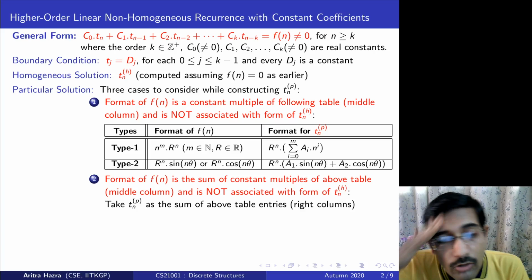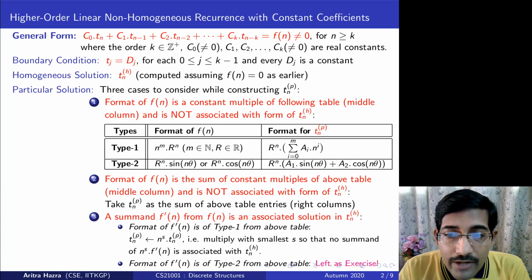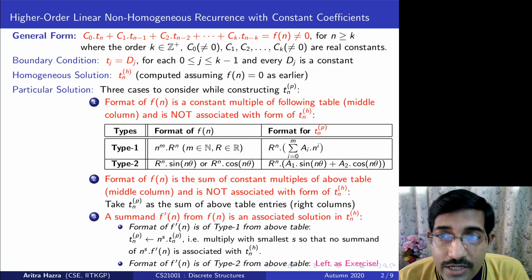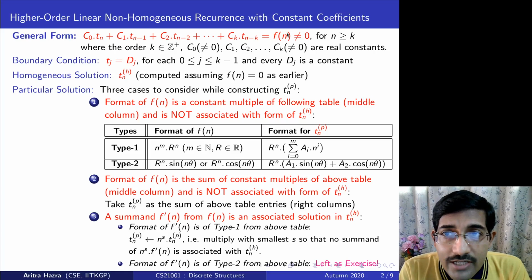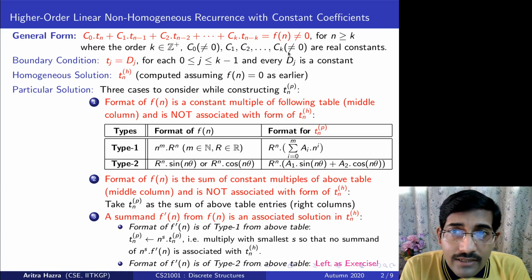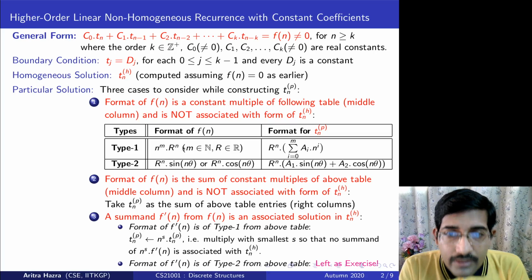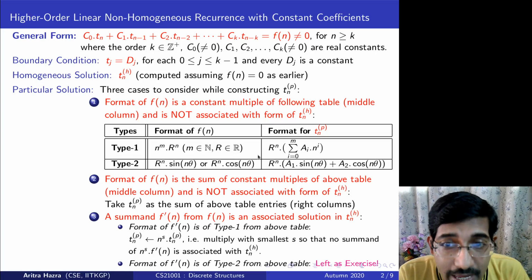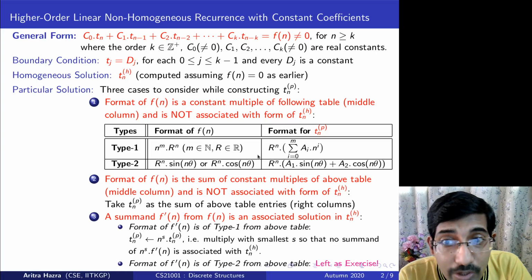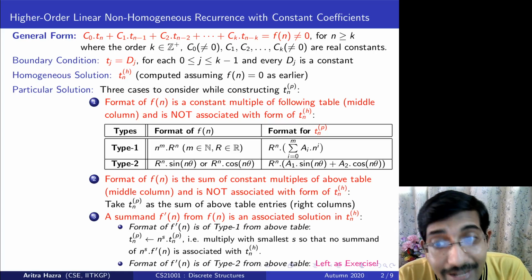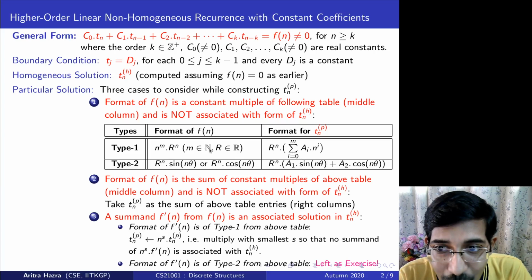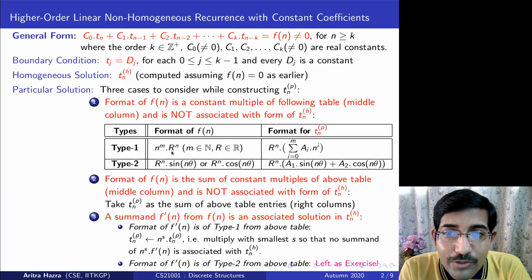Finally, what we can also do is when we have some association, that is, your function here has a part which associates with your homogeneous solution. Then I could not directly use a r to the power n if r to the power n is in my homogeneous part. What have we done? We have done n into r to the power n. See here the formulation. Suppose you have r to the power n going inside your homogeneous part.